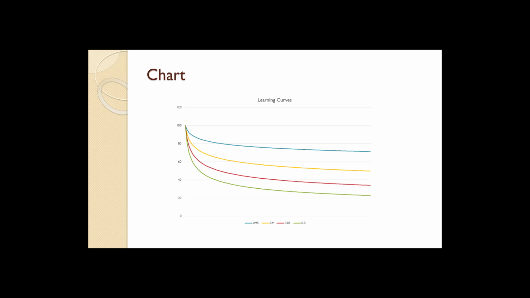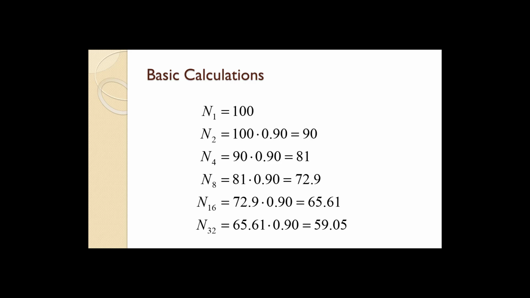The chart on the slide shows 4 learning curves at learning rates 0.95, 0.90, 0.85, and 0.80. As you can see, the lower the percentage, the quicker the time needed to perform a task takes. Consider a process that takes 100 minutes for the first item and has a 90% learning rate.